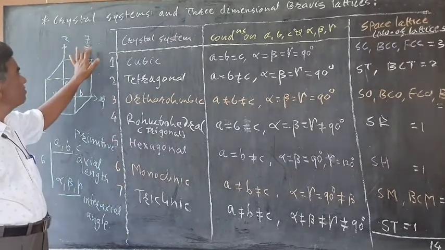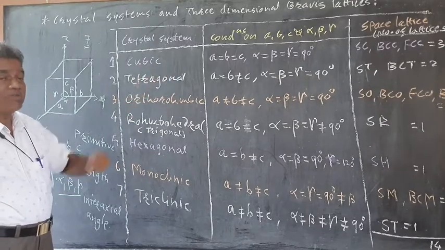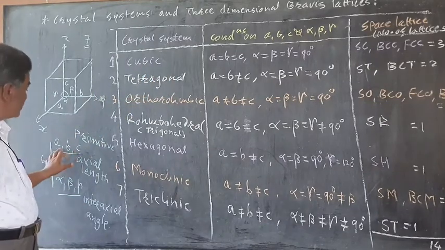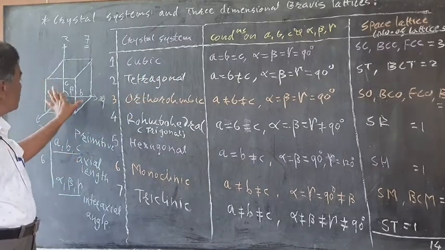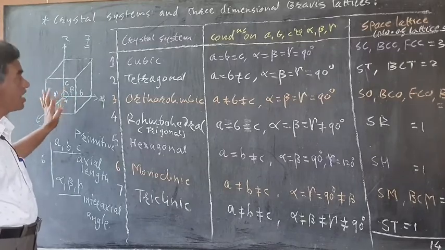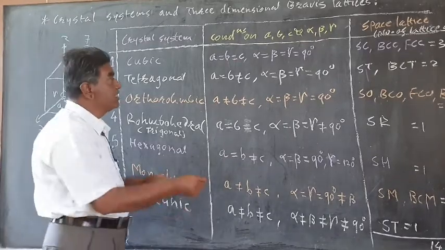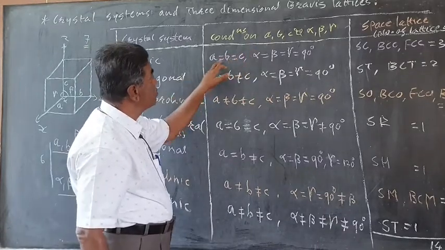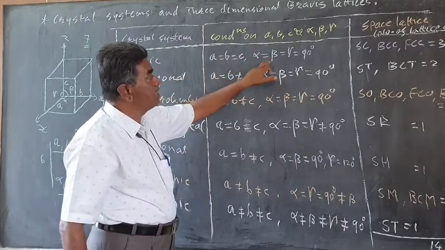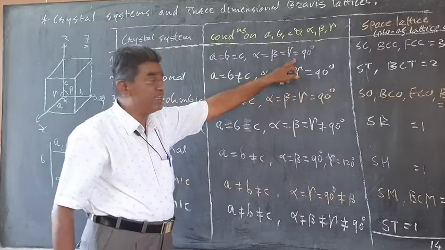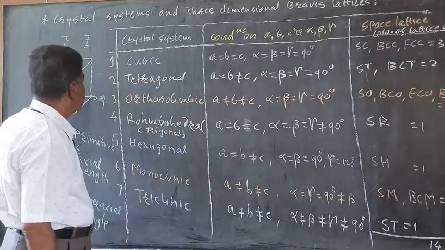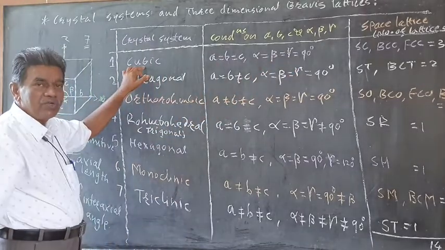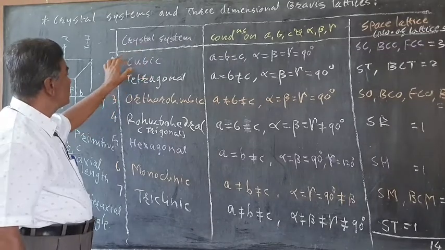So that system is described in this table. Suppose all these parameters a = b = c, and all these angles are equal and equal to 90 degrees. So if the conditions on a, b, c are a = b = c, and alpha = beta = gamma = 90 degrees, then such a unit cell is known as the cubic unit cell. So there are 7 crystal systems.